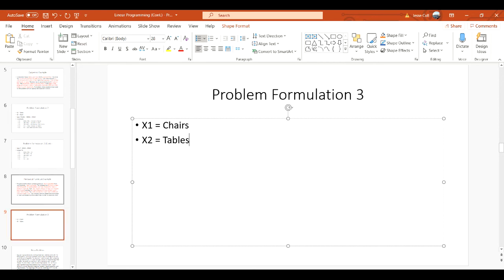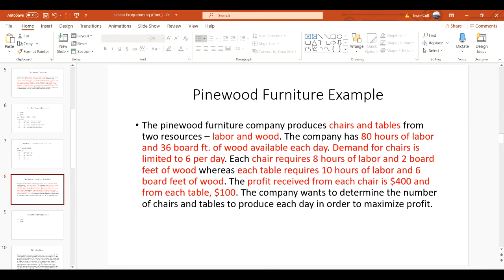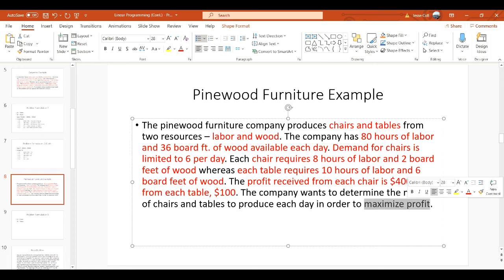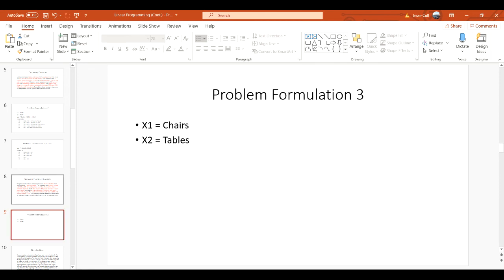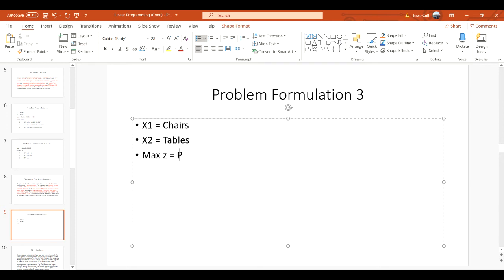Now, next thing we have to do is our objective function. We see here the company wants to determine the number of chairs and tables to produce each day in order to maximize profit. So we see right away, this is a maximization problem focused on maximizing profit. So max Z is equal to profit.